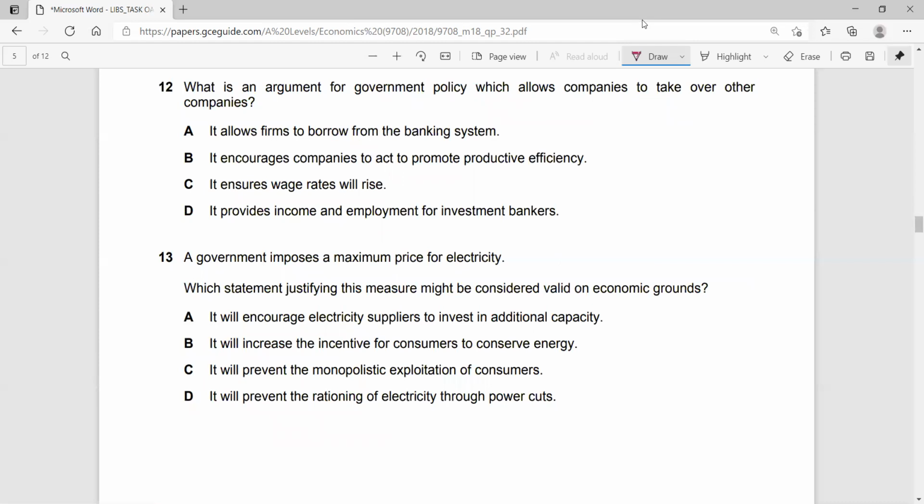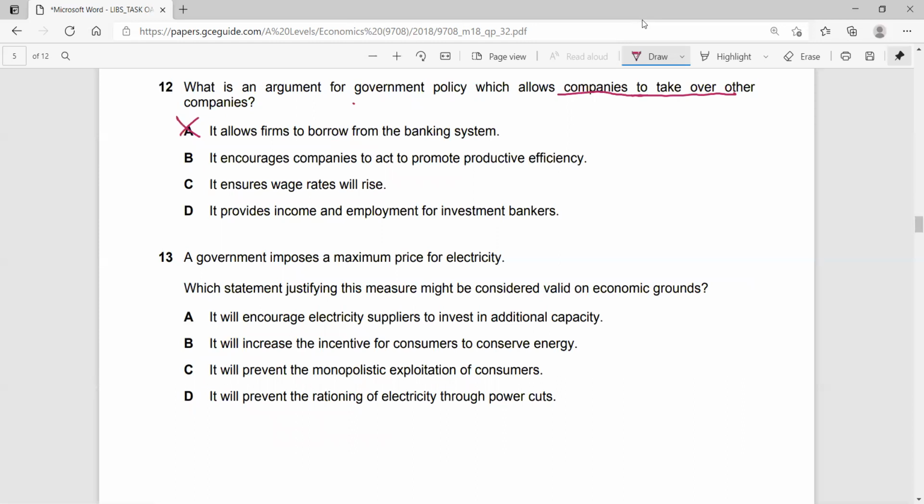What is an argument for government policy which allows companies to take over other companies? So companies to make acquisitions, so to acquire other companies and thus become larger companies. So it's kind of moving towards the process of becoming an oligopoly or becoming a monopoly. It allows firms to borrow from the banking system. I mean, that's not dependent on how large the firm is. Many small firms can also borrow from the banking system. A large firm could also borrow from the banking system. It's not really contingent on that.